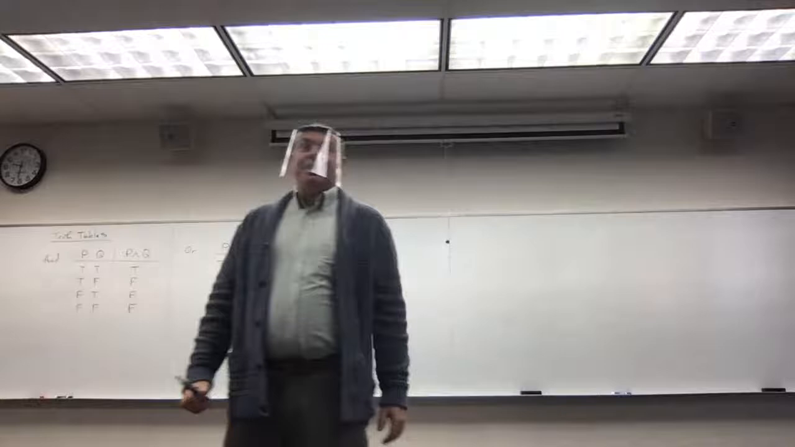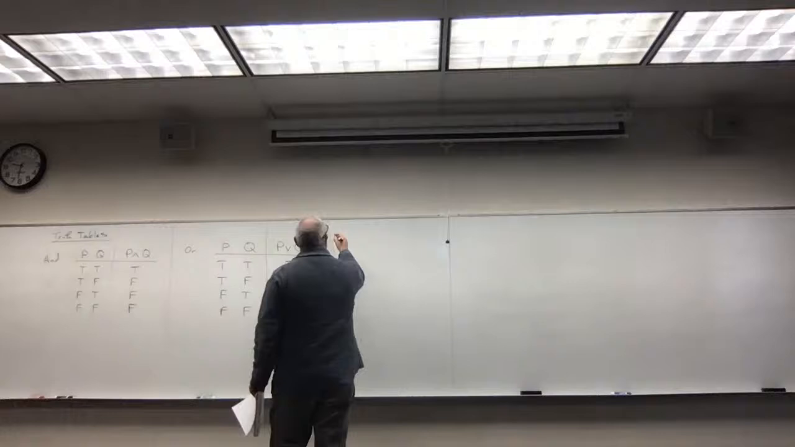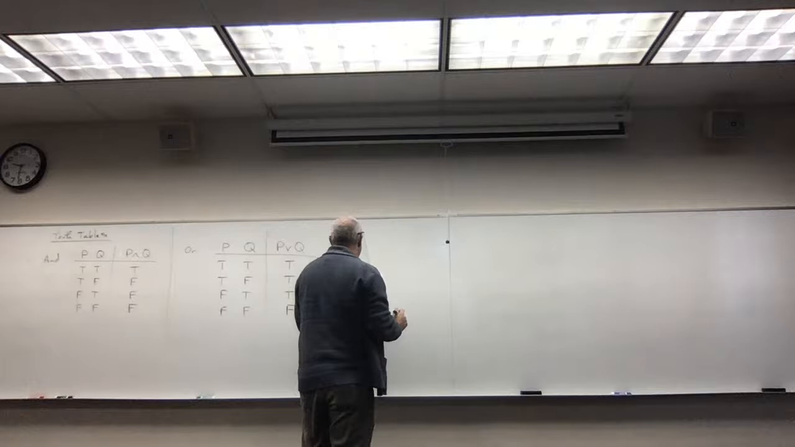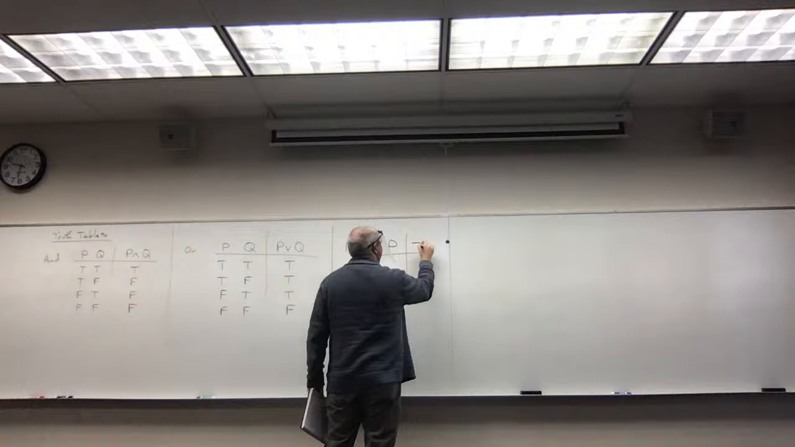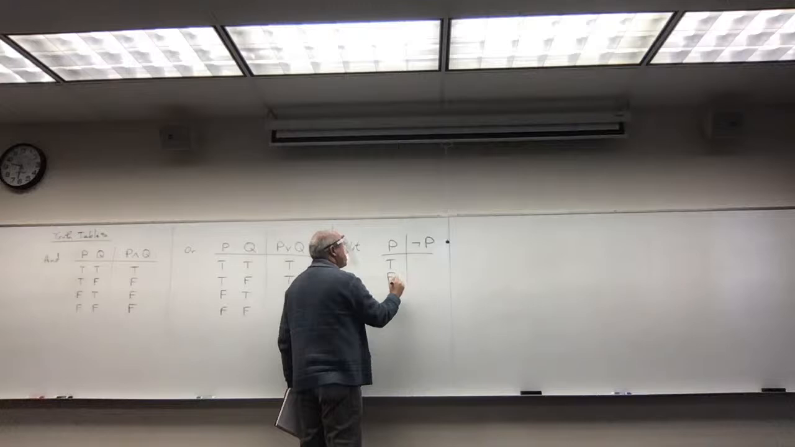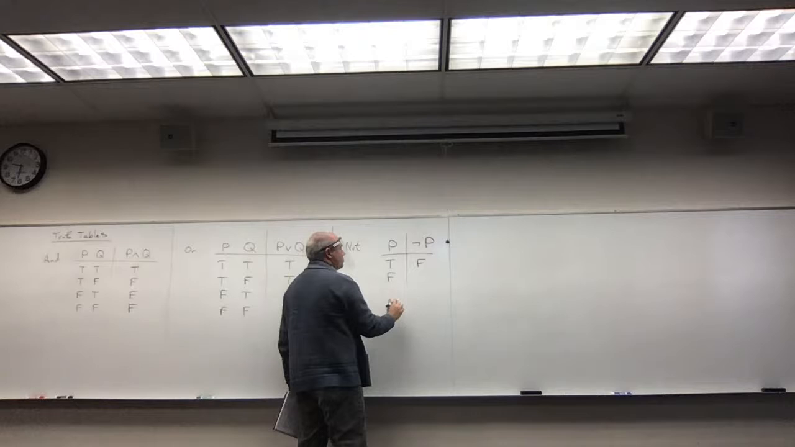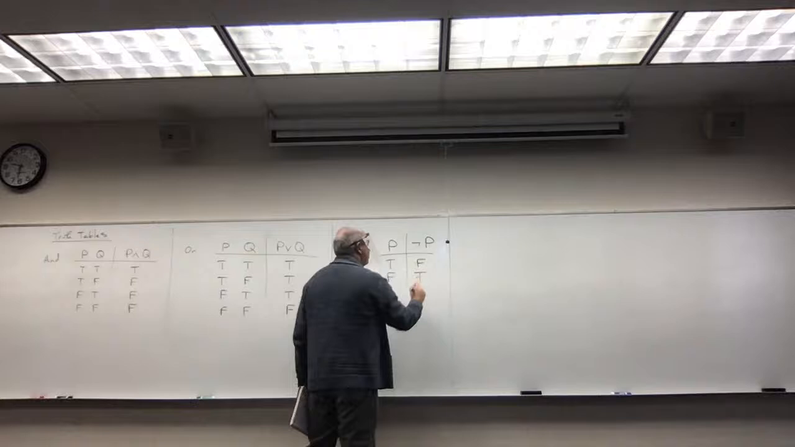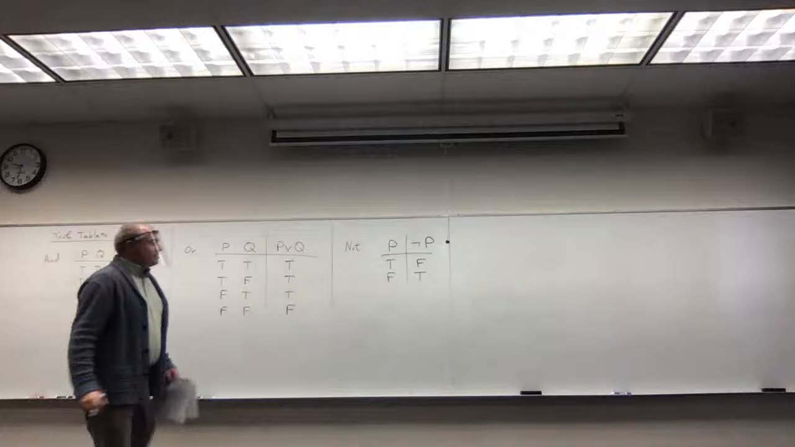All right, next one is not, and this one's very simple. So basically we just have P and then we have not P. And P could either be true or false. If P is true, then not P is false, and if P is false, then not P is true. So a not just changes the truth value of the statement. Simple enough. Okay, now it gets interesting.